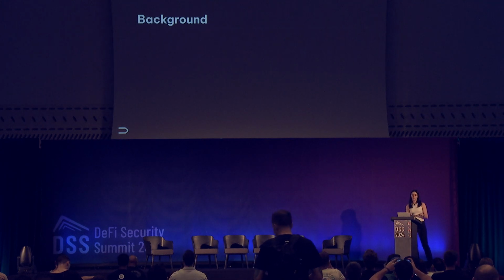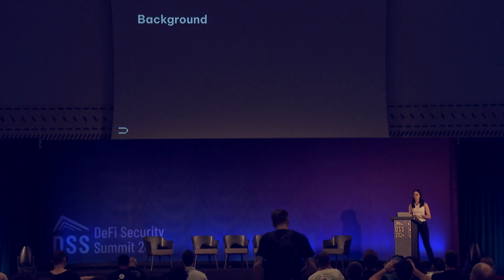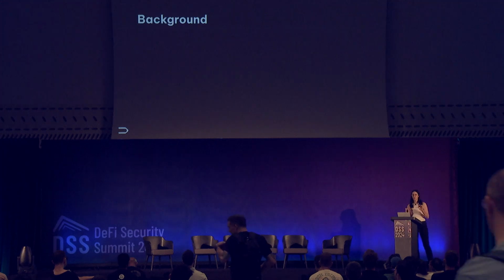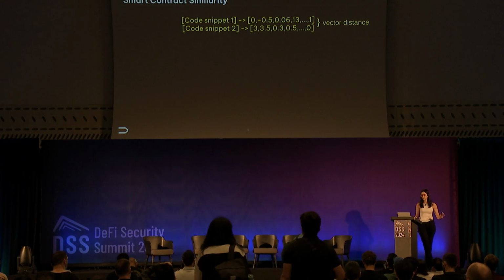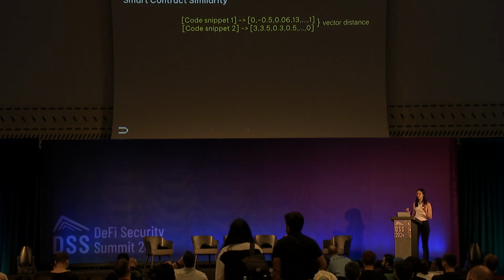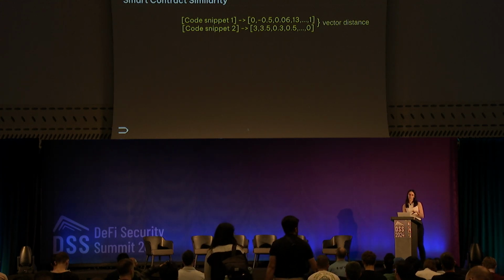So I'll start with a little bit of background, so you all don't think I'm speaking Greek, but I'll try to keep it high level so you don't have to understand everything I'm talking about, and don't worry, there won't be any math. So the main thing I'll be discussing today is how to do similarity, smart contract similarity. We won't be talking about any other applications, so that's the reason we're talking about embeddings.